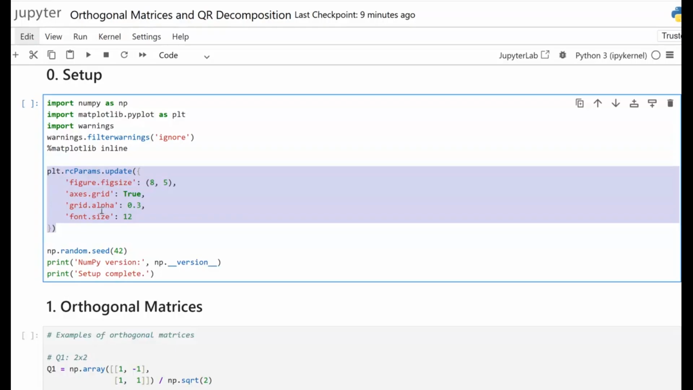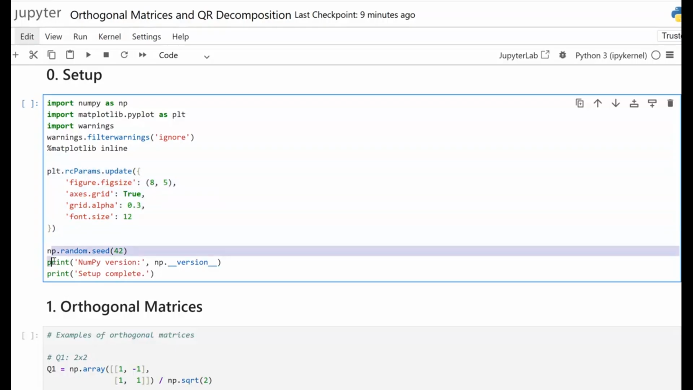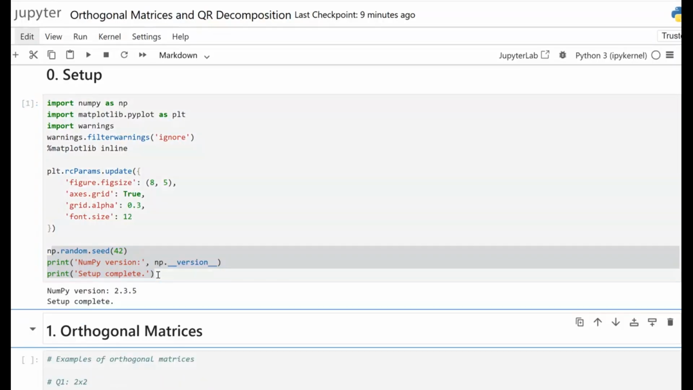And dear friends, of course, we have also included the version. Yes, it prints the installed version of NumPy by accessing the version attribute. Okay, so let me execute and see what the exact version is. Yes, here the NumPy version is 2.3.5.